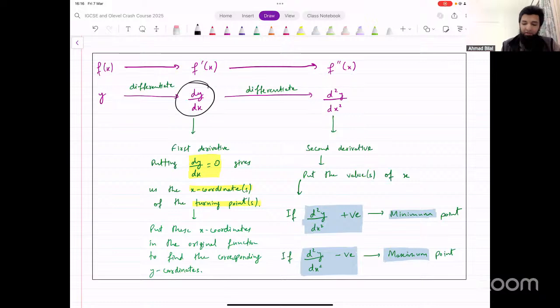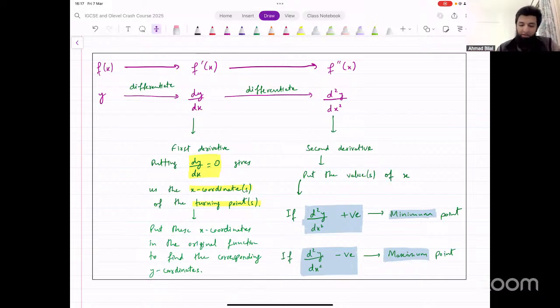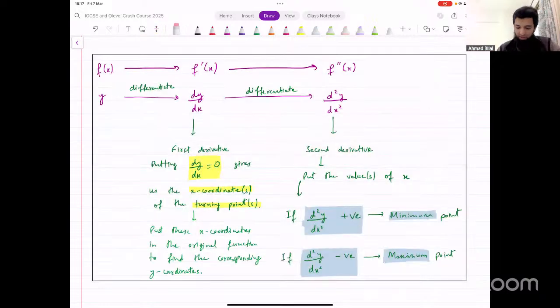You find the first derivative, dy by dx. If you put that equal to 0, that will give you the x coordinates of the turning points. And then if you want to find the y coordinates, put these x coordinates back in the original function, and that will give you the corresponding y coordinates, right? This is what we do for finding stationary points. Find the derivative, put that equal to 0, you get the x coordinates, put them back in the function, you get the corresponding y coordinates. All right.